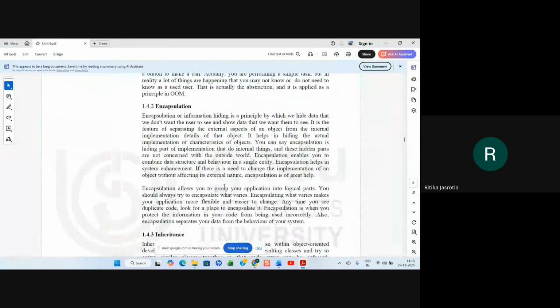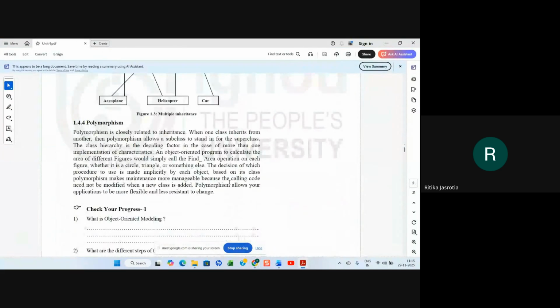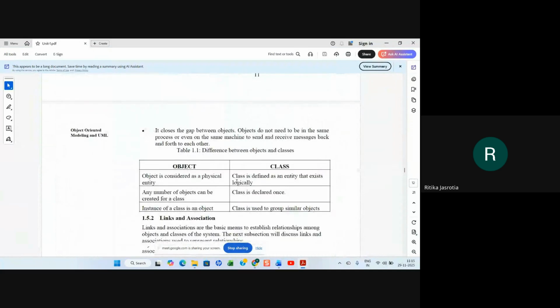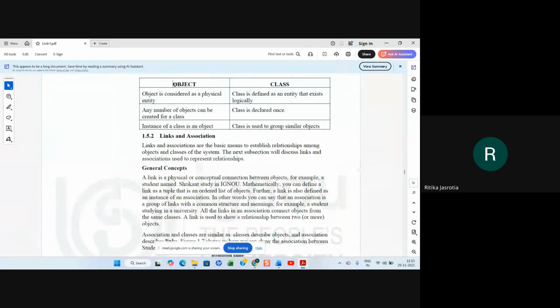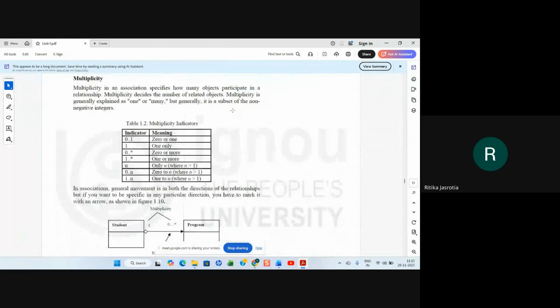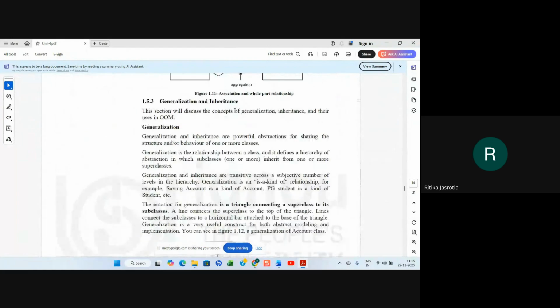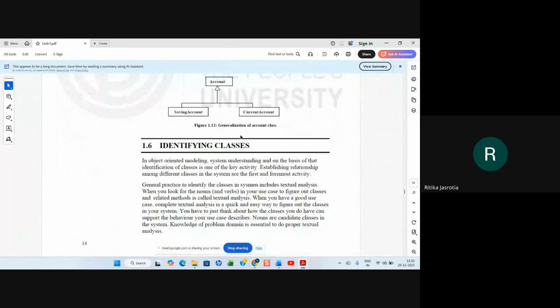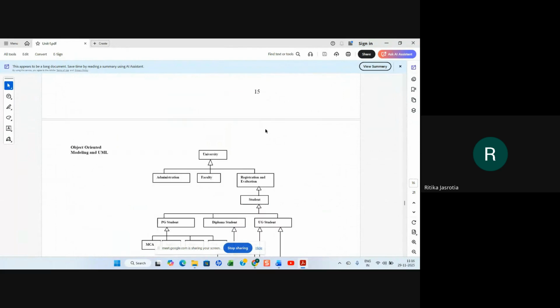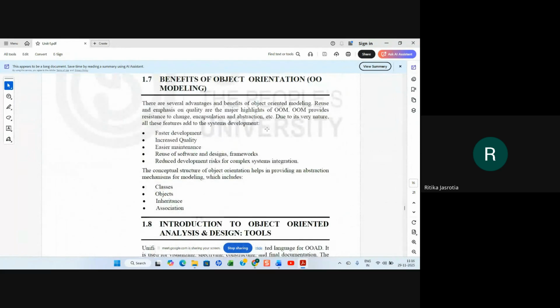I don't know if UML is given in this or not. I'm just seeing. So this is class and object. If you are asked a question about what is the difference between an object and a class, it is also there. And the definition, link and association is also given, multiplicity is given, aggregation is given, generalization and inheritance is given. So that is one thing. So they may have given you.